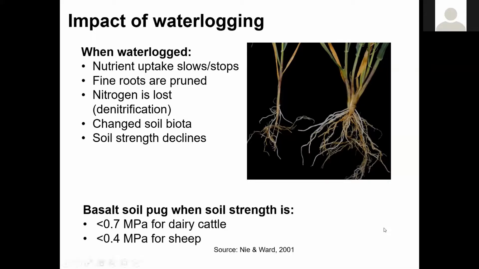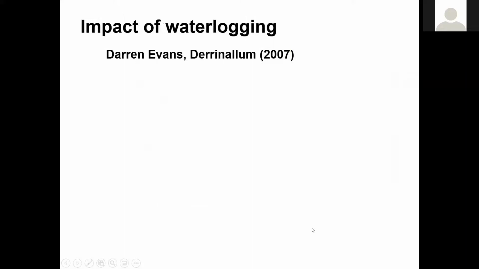I'll just show you a little bit of work. Graham Ward did some work around the dairy industry in about 2000. For the basalt soils, the typical soils that we're on, once the strength of the soil drops below about 4 megapascals for sheep or 0.7 megapascals for dairy cattle, their weight for surface area is greater than what the soil strength will be able to hold the animals up on. And so you'll start to get this pugging because you lose that strength in the soil. That strength is lost once you get into that waterlogged zone that I referred to earlier.